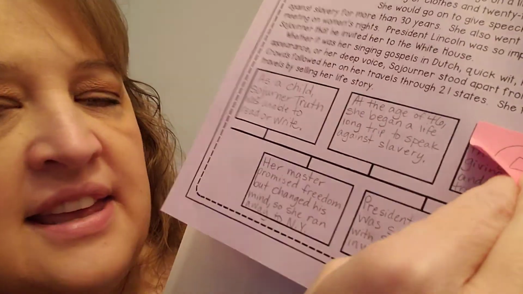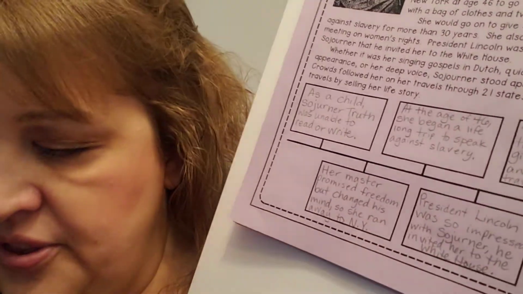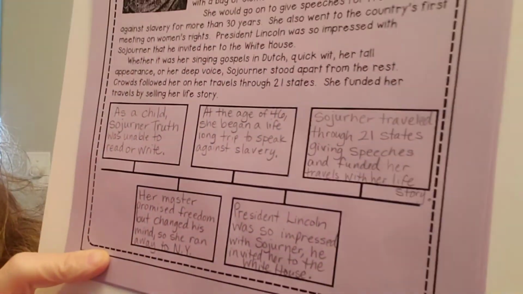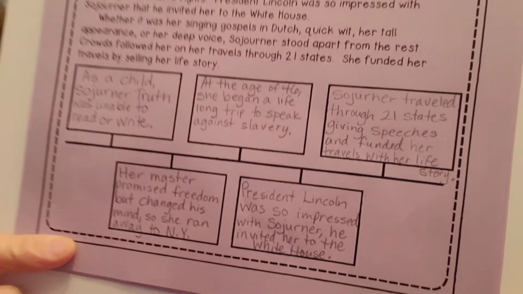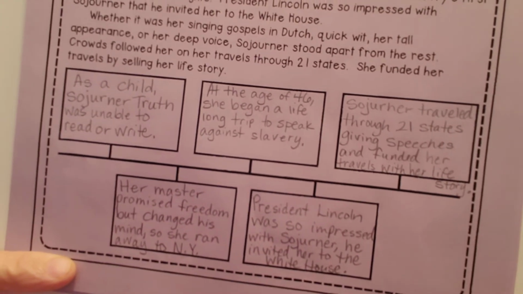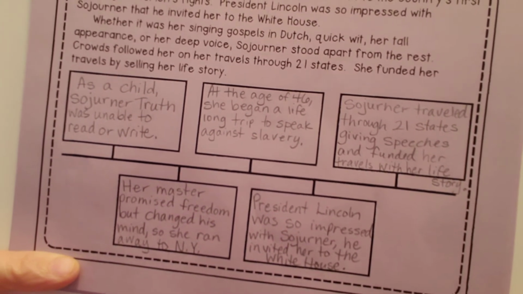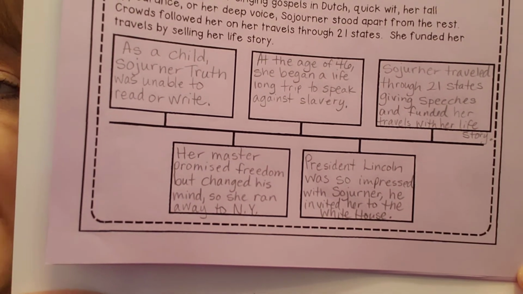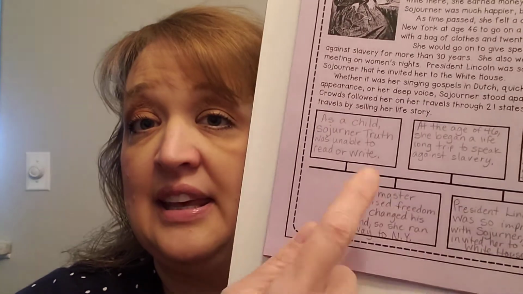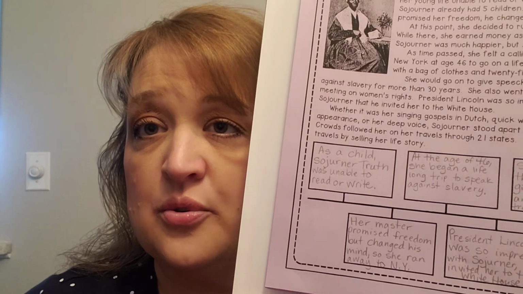And then the last thing that I wrote about Sojourner Truth is Sojourner traveled through 21 states giving speeches and funded her travels with her life story. So people would pay her to come and talk, and that's how she was able to fund her story. Now, I have typed up all of these 5 things in a Google document, and I'm going to post it on here. So if you didn't see everything that I wrote, you can go to that Google document and write those down.